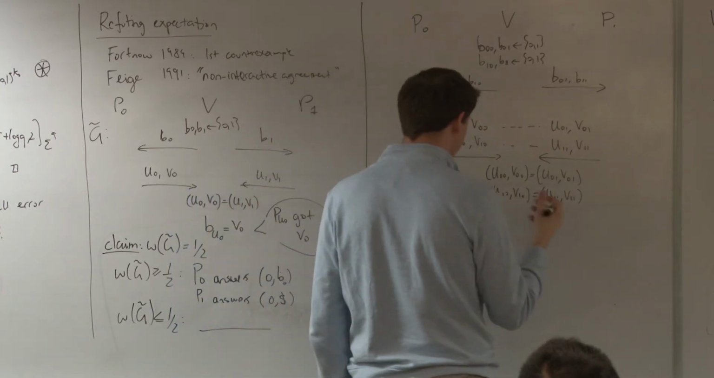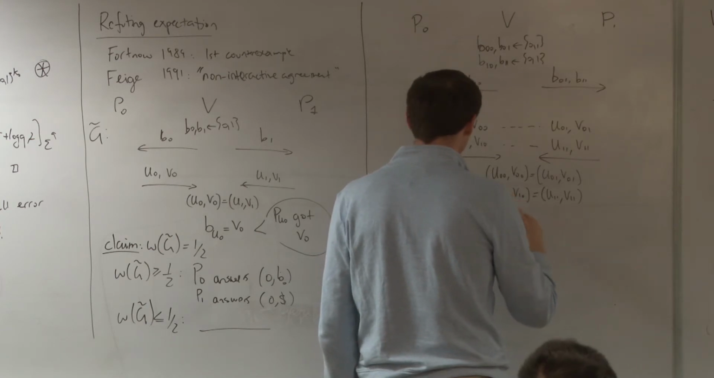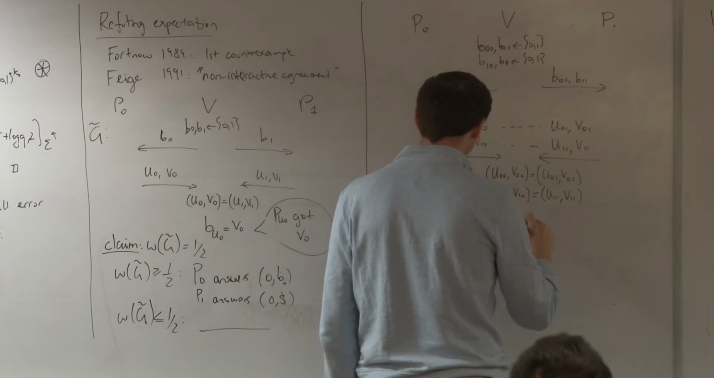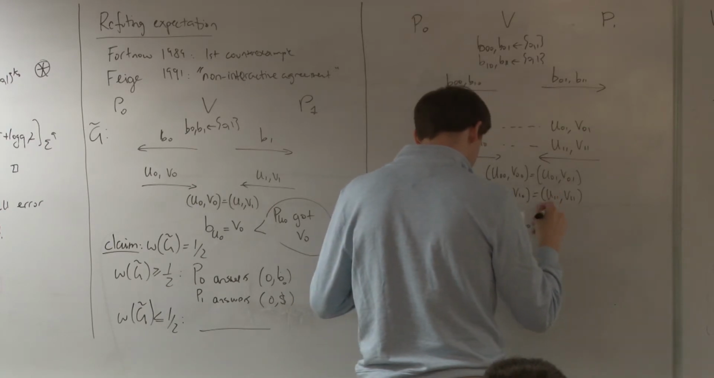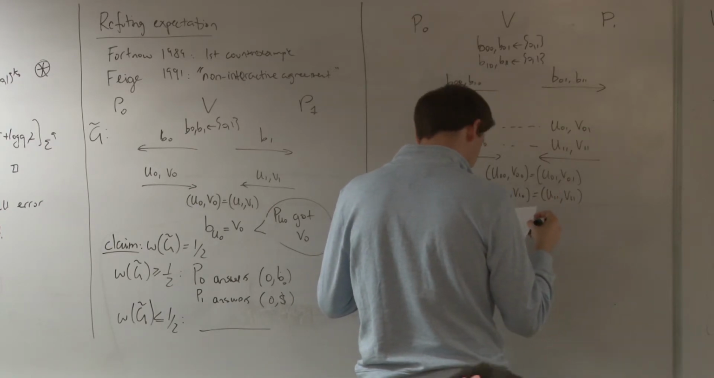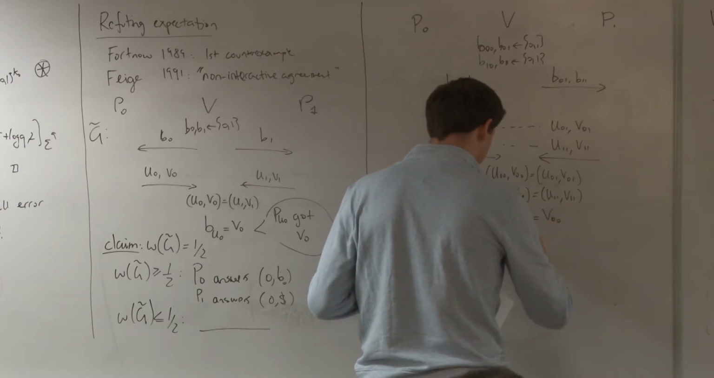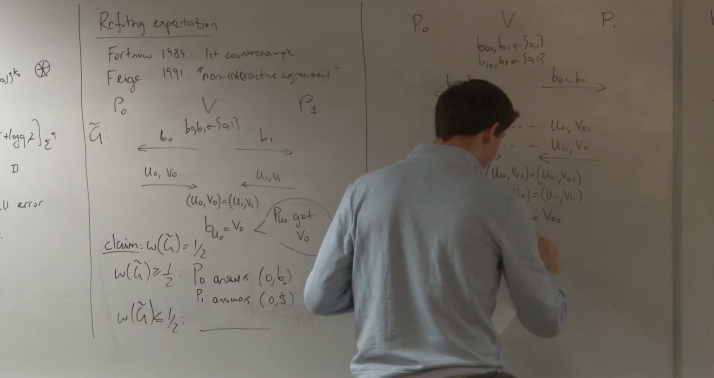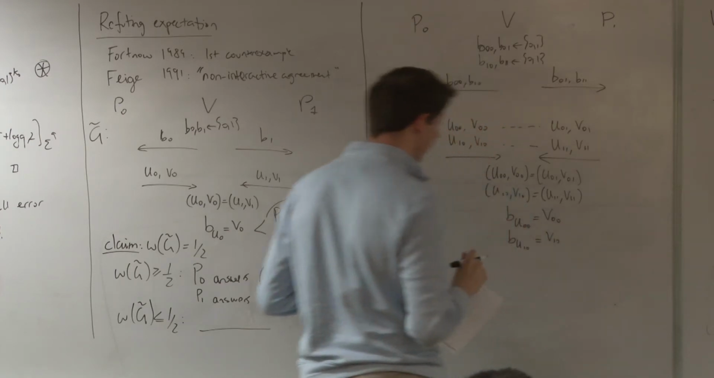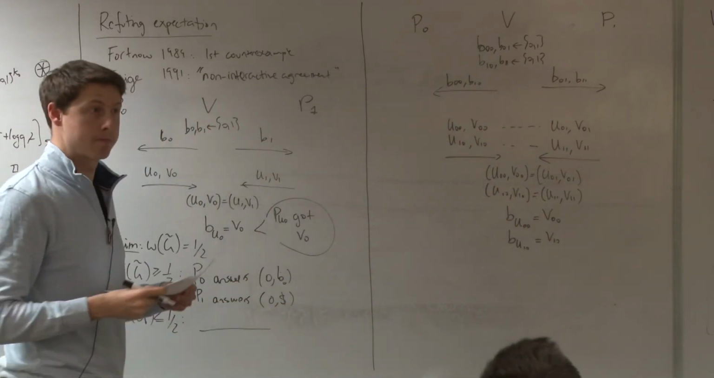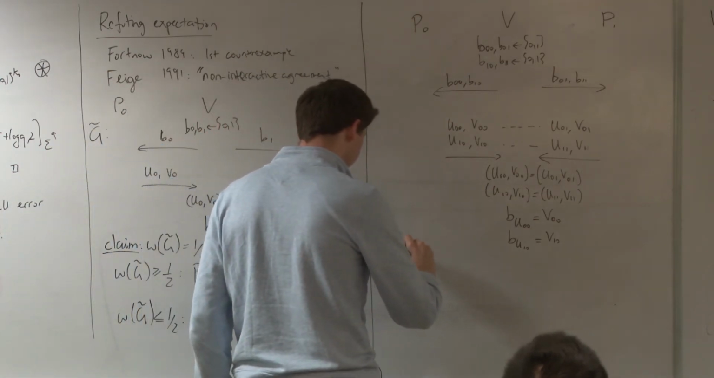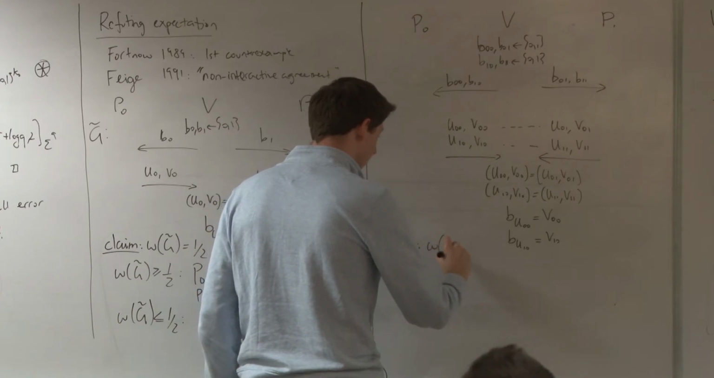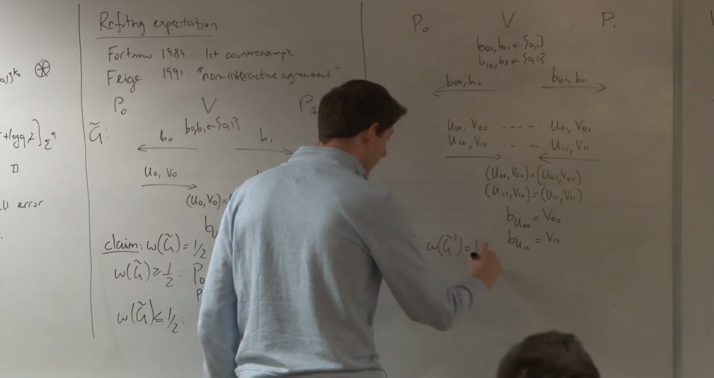And then I have to check the predictions. I have to check that B U00 equals, make sure I don't mess it up, V00. And B U10 equals V10, right? These are two predictions. Okay? Now, the claim is that the value of the two-wise repetition is still a half.